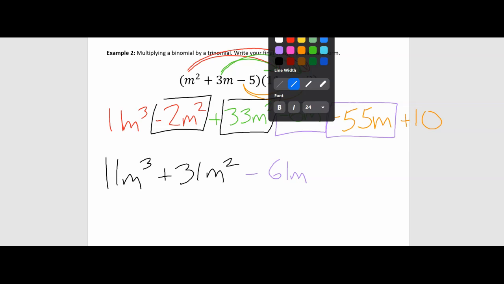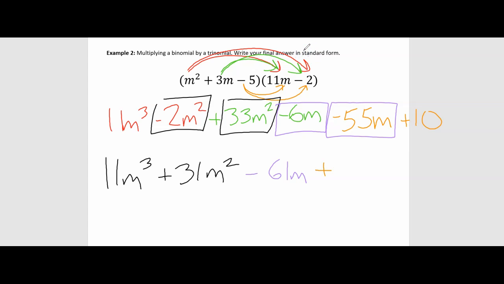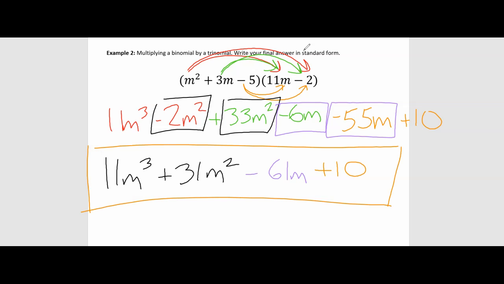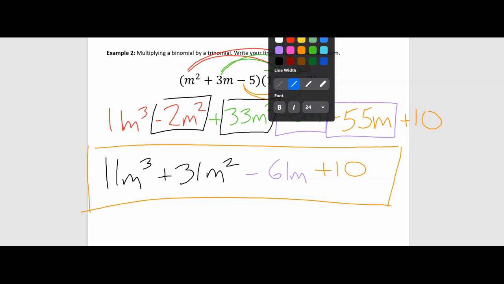And then I just have a 10 on the end. So plus 10. There's no other numbers to combine. So right here, that is our answer in standard form. 11m cubed plus 31m squared minus 61m plus 10. So again, today is all about distributing. And all we've done is stretch out that process. We're just doing it more times than we're used to. But it's still just distributing.